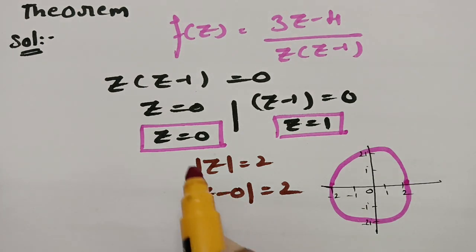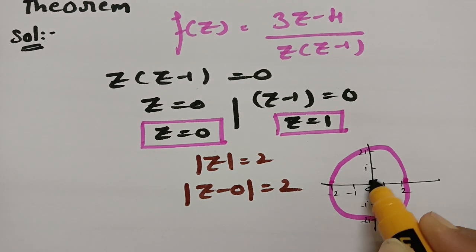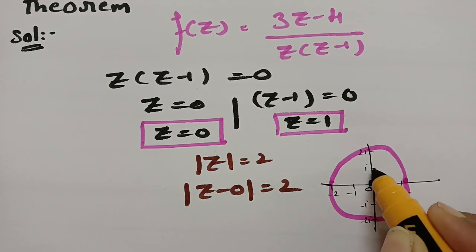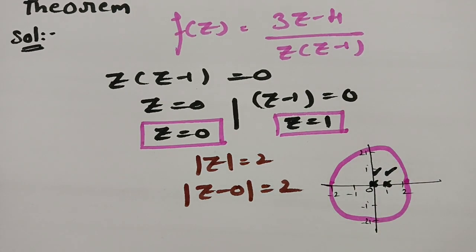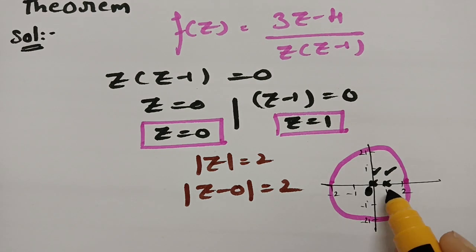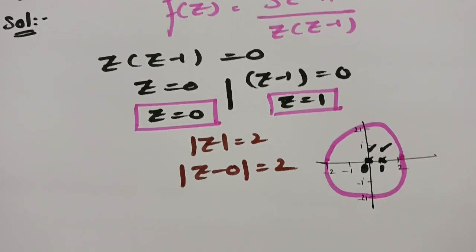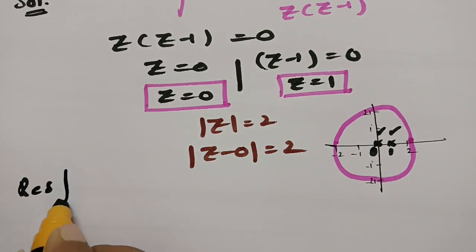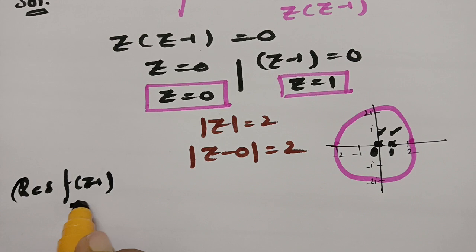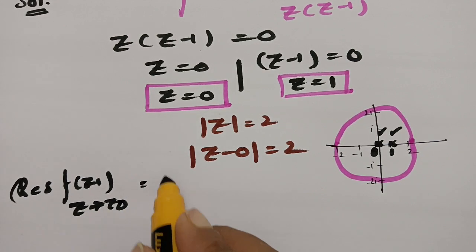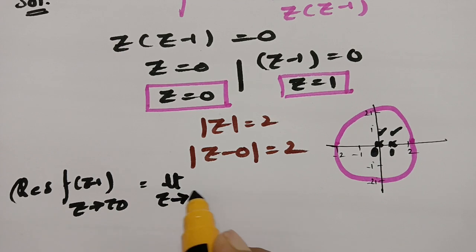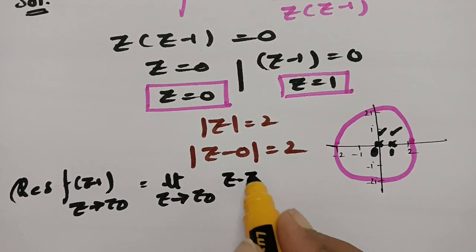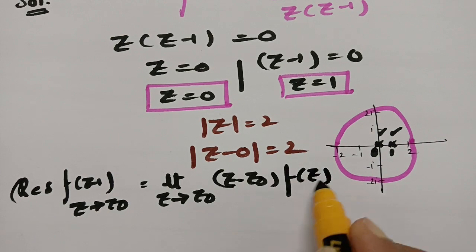Clear? And within the circle, z = 0 is within the circle, and z = 1 is also within the circle. So both the poles are within the circle, and we have to find the residues for these poles. So 0 and 1 are within the circle, and therefore for finding the residue, the residue of f(z) at the point z = z0 is the limit as z tends to z0 of (z − z0) f(z), which is the formula.